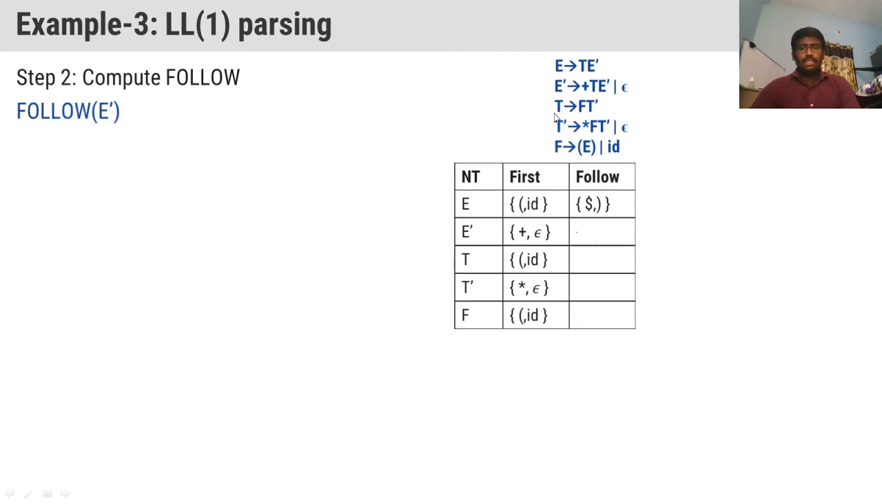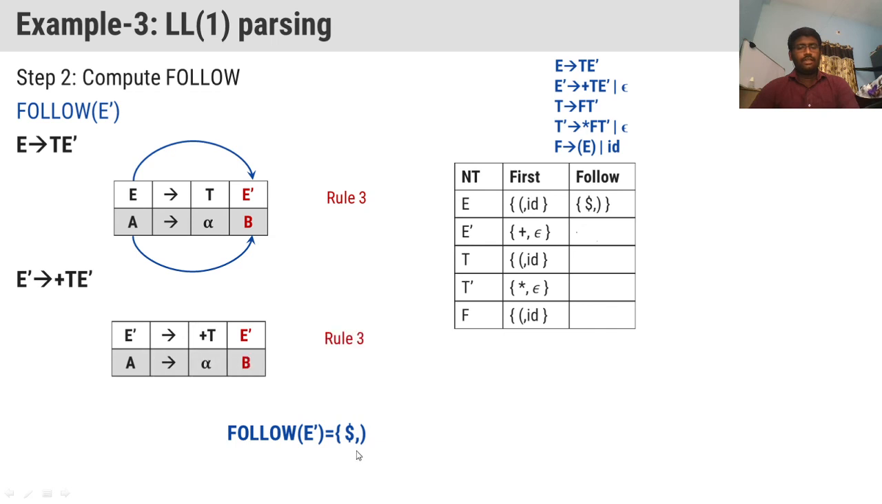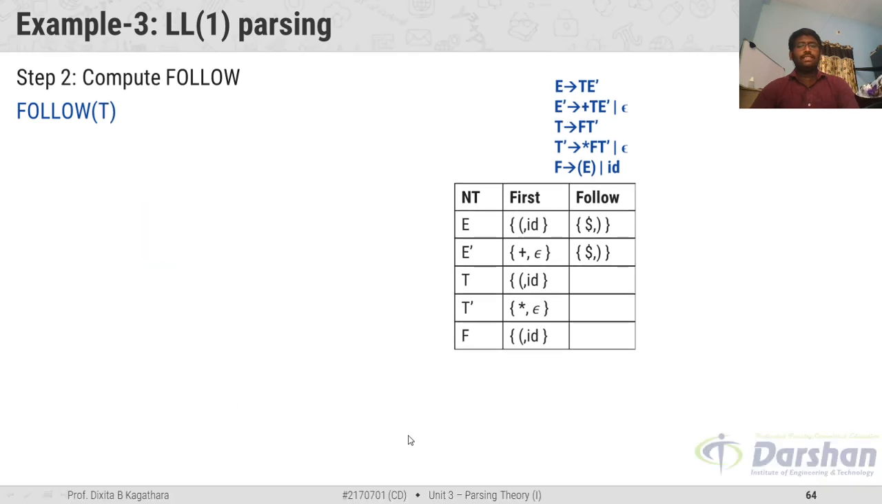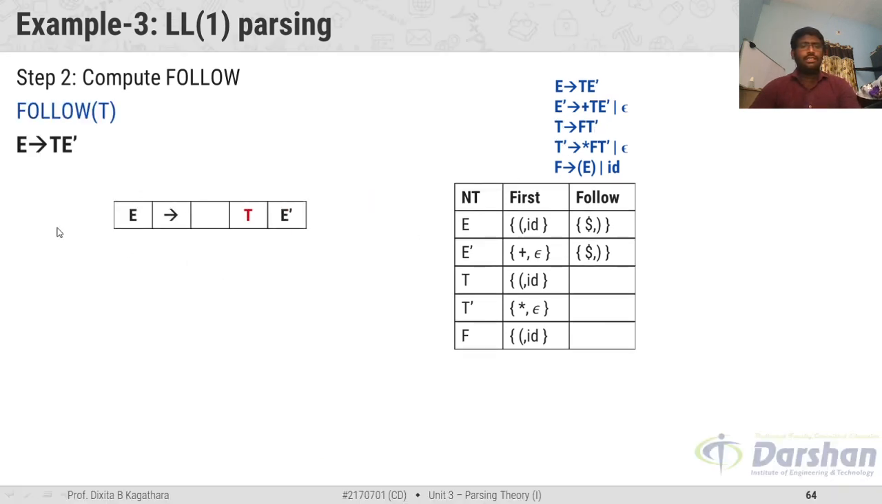E dash is not followed by any other symbols here. That's why follow of capital B equals follow of A only, that is follow of E dash equals follow of E. So follow of E dash equals dollar comma right parenthesis. This is also over. Now we are going to look at another production, T derives F T dash.